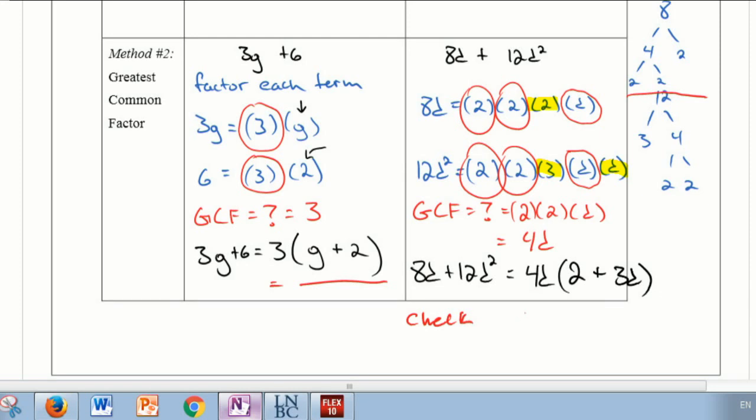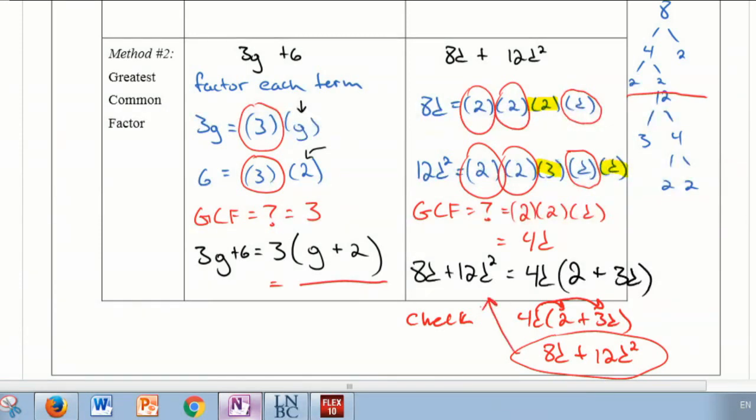Here's our check. So 4d times (2 plus 3d). Does it work out? I multiply this and that. So 4d times 2 is 8d. 4d times 3d is 12, and then d and d is d squared. Is that what I started with? Did I start with 8d plus 12d squared? I did. So it looks like I did it right.